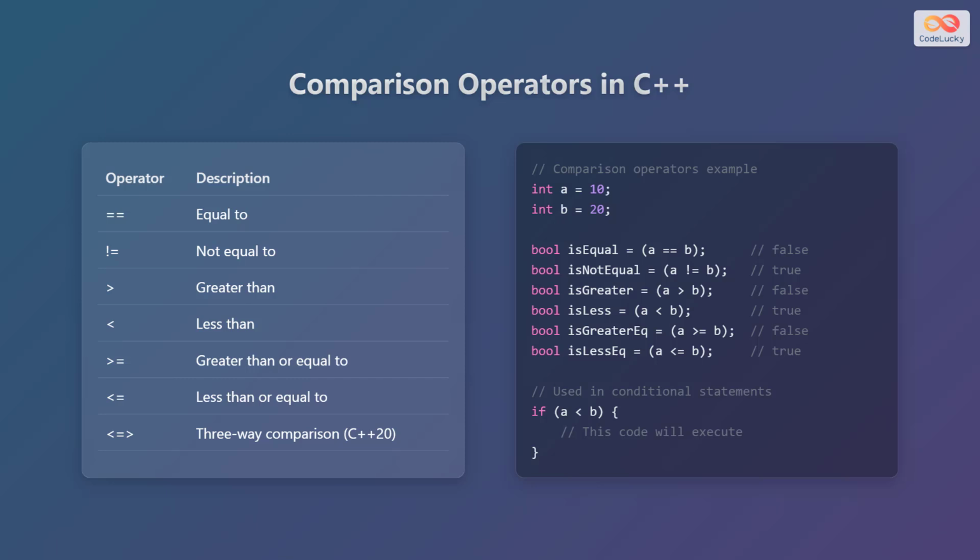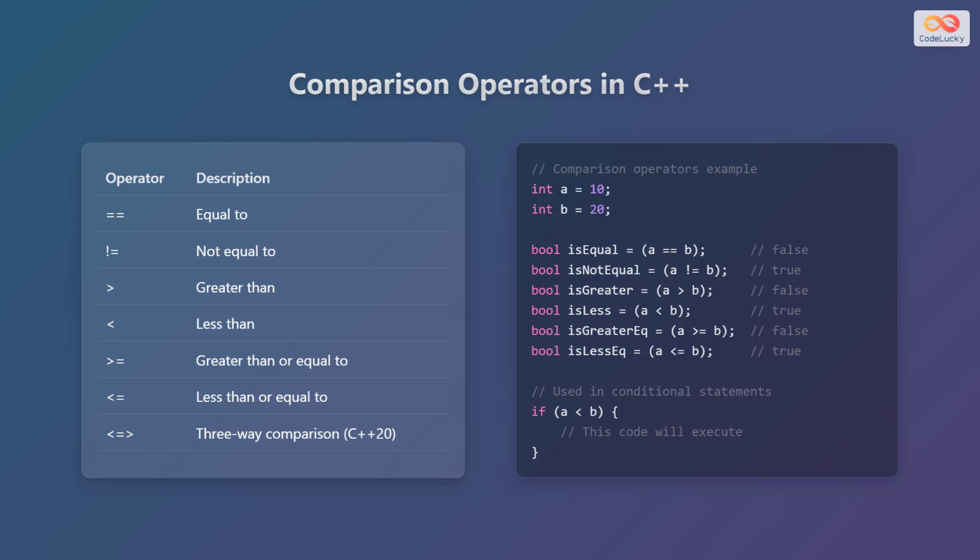Double equals checks if two values are equal. Exclamation mark equals checks if two values are not equal. The greater than sign checks if the left value is greater than the right value. The less than sign checks if the left value is less than the right value. Greater than or equals to checks if the left value is greater than or equal to the right value. Less than or equals to checks if the left value is less than or equal to the right value.